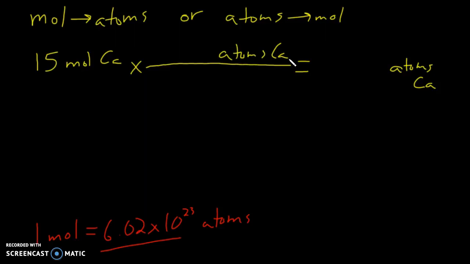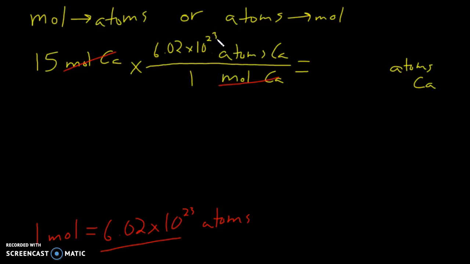So, since I started with moles, and I've got to cancel moles as my unit, I've got to make sure that I put moles on the bottom. So, after doing this, I can cancel moles of calcium with moles of calcium, and I'm left with just atoms of calcium at the end. So I've got my units figured out. So now I've just got to fill in my numbers. So I started with that 1 mole is equal to 6.02 times 10 to the 23rd atoms.